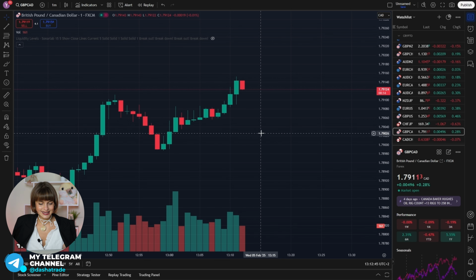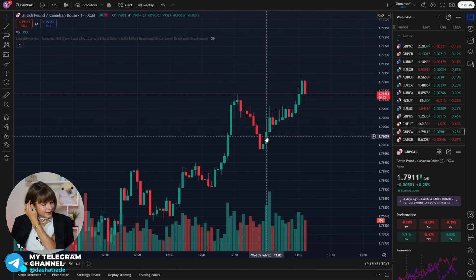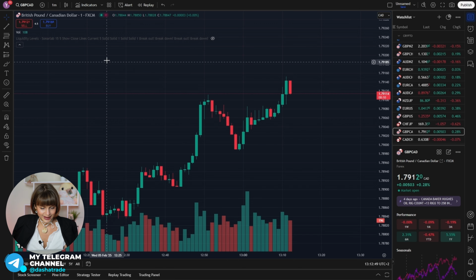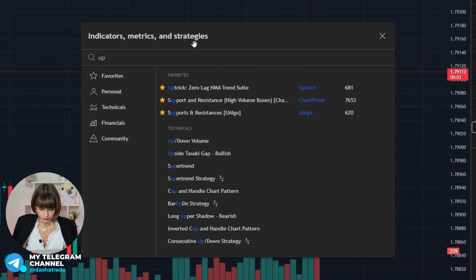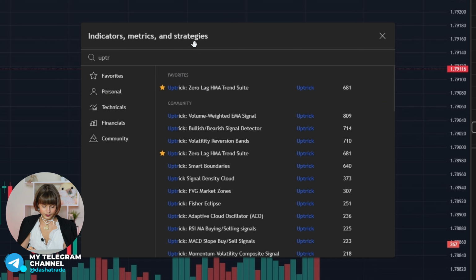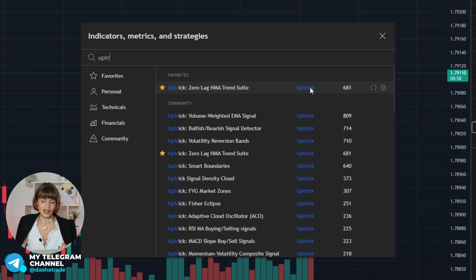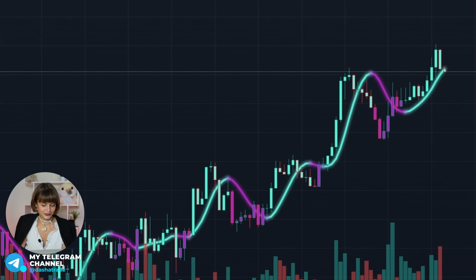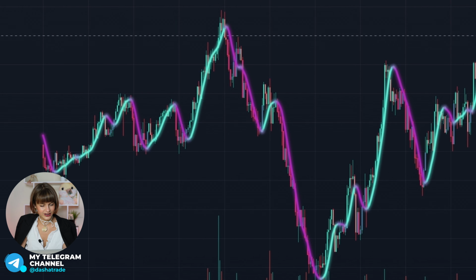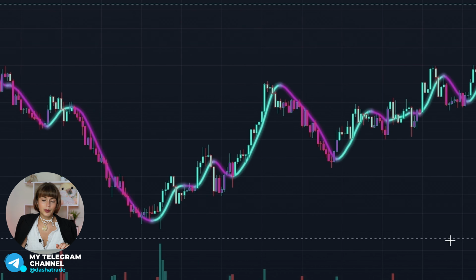So now let's add the indicators that we will use to make money today. Okay, we go to indicator section. Write down the name of indicator here. We add this indicator provided by this author. So, our chart has been improved really good. Now let's figure out on what basis we will open deals.